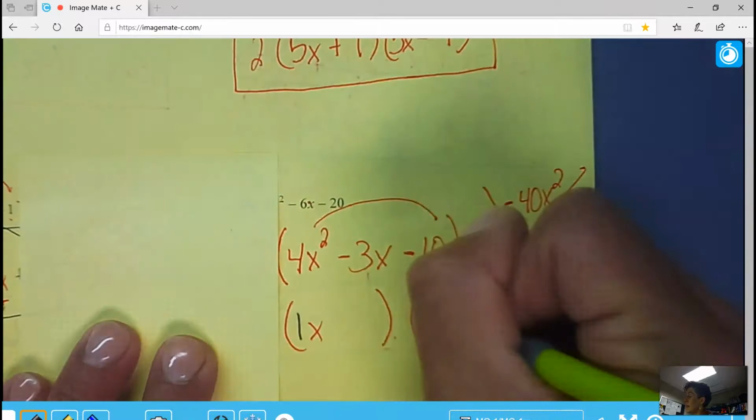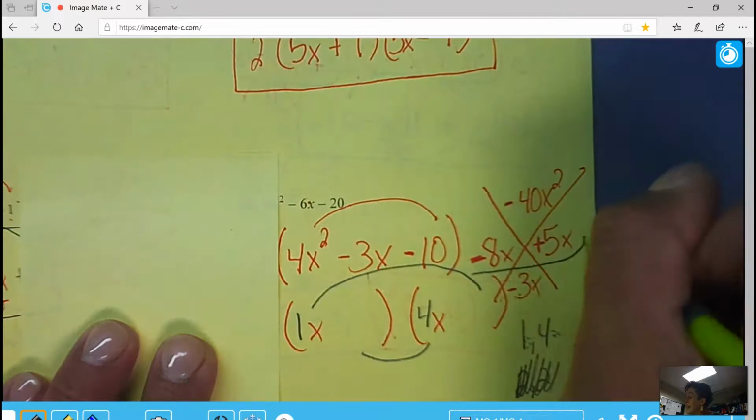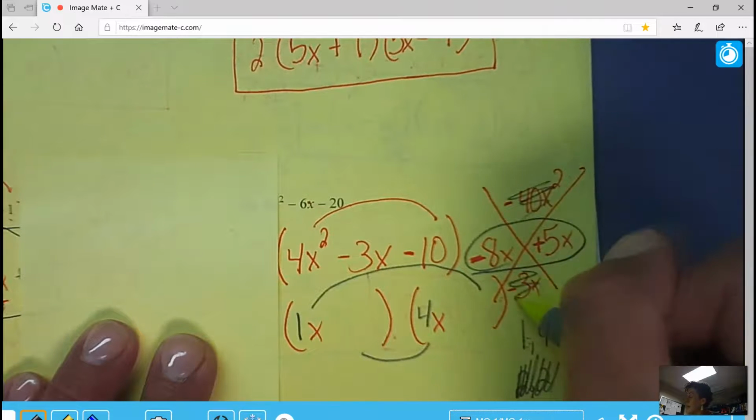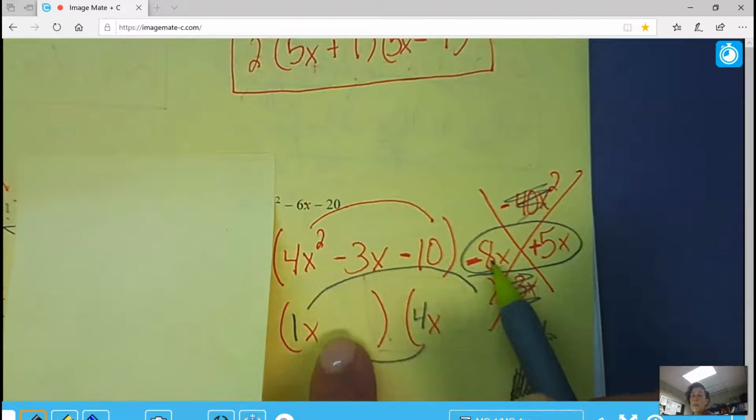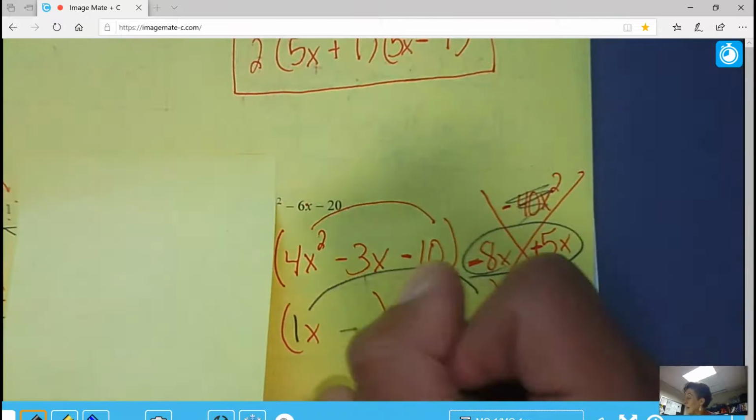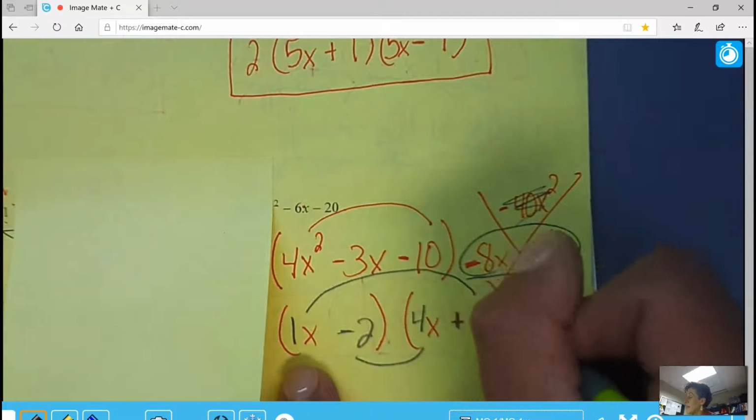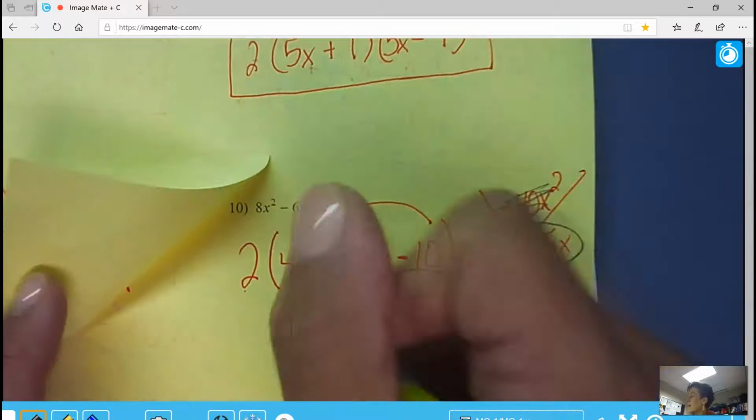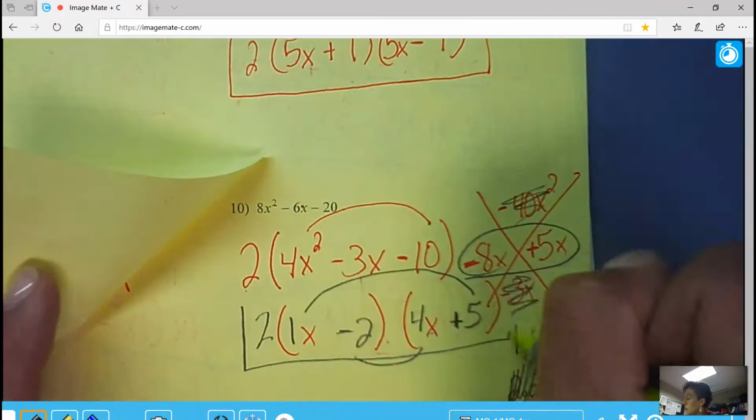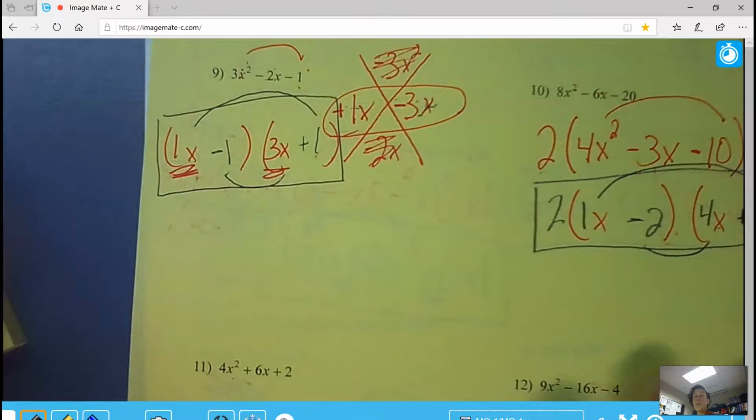So 1 and 4, making my face for the side numbers, not the top and bottom number. Now we already said 4 was pickier. So 4 times what makes -8? Well, that's a -2. And 1 times what makes +5? Well, that's a +5 because the x is already there. I'm peeling that sticky note. Bring that GCF of 2 back down, and there's number 10. All right, number 11.